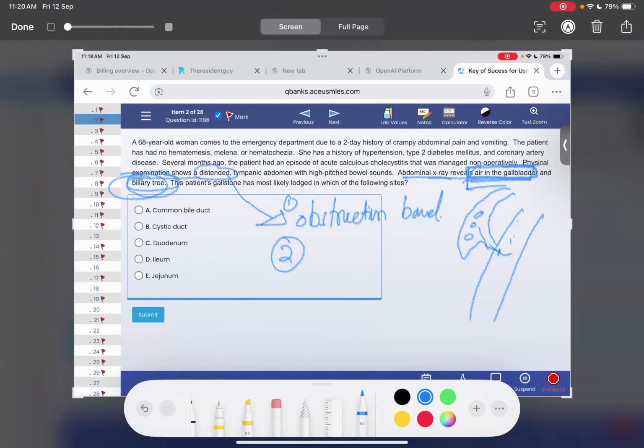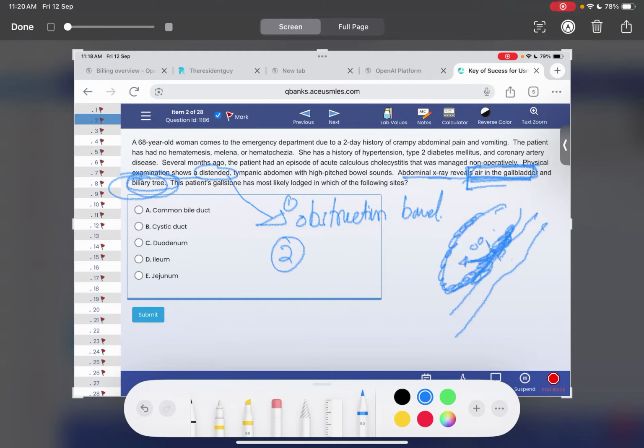So what is the pathophysiology over here? The main pathophysiology is that the patient is having episodes of recurrent cholecystitis. Whenever there is recurrent cholecystitis, the wall becomes inflamed and attaches to the small intestine. Then there will be shedding of cells, and this will lead to fistula formation between the small intestine and the gallbladder.